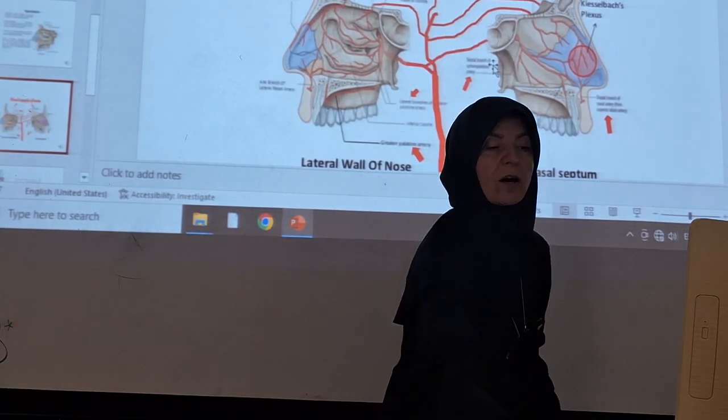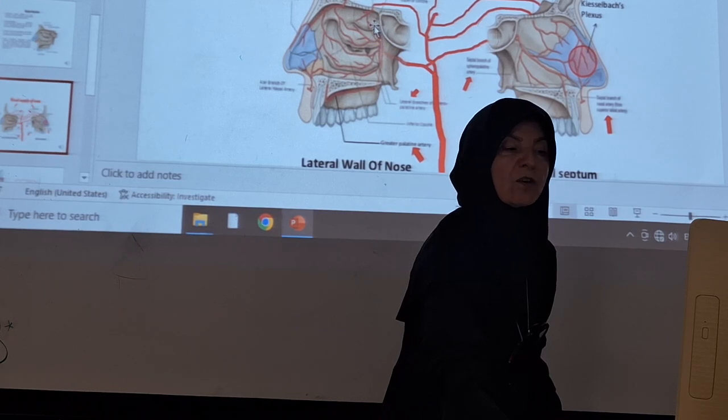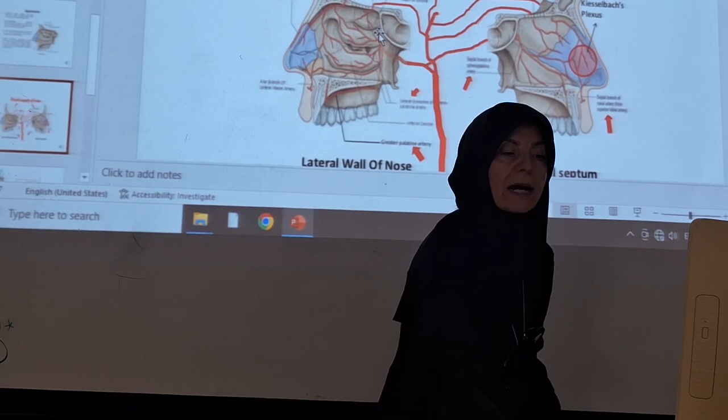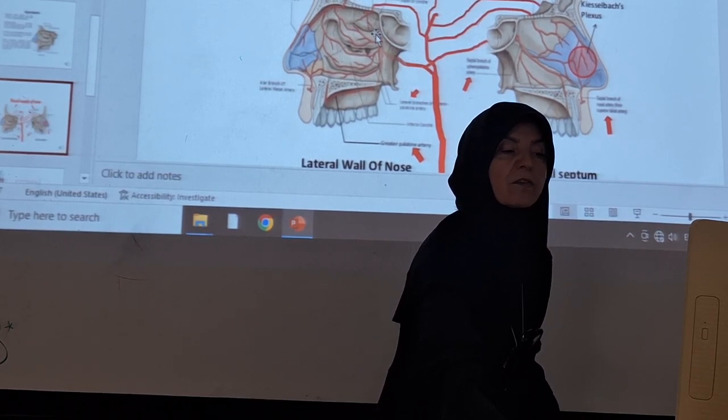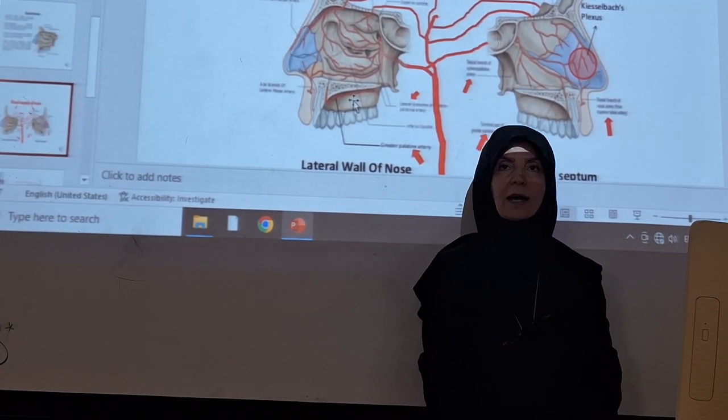This maxillary artery on each side goes toward the sphenopalatine foramen. Before reaching the sphenopalatine foramen it has so many branches. The terminal branch that belongs to the maxillary artery and passes through the sphenopalatine foramen we call the sphenopalatine artery. Do you get that? Yes.